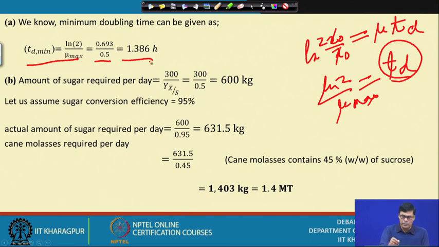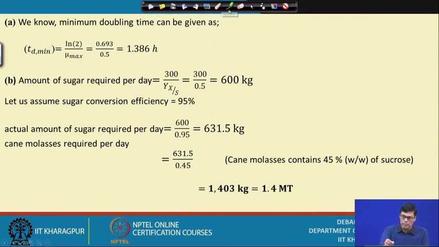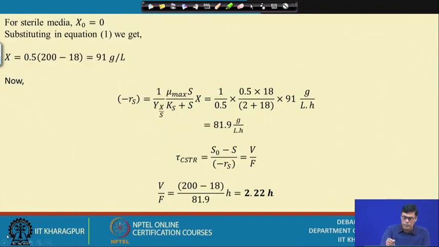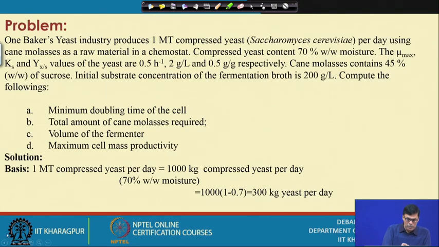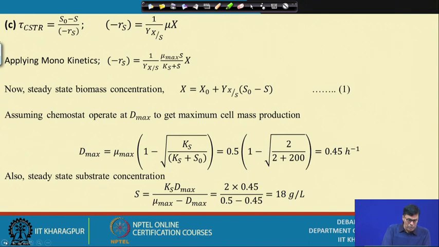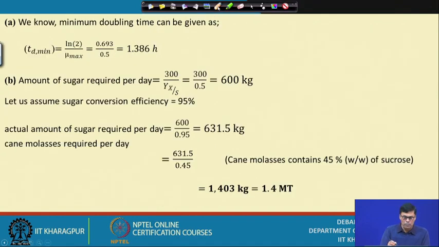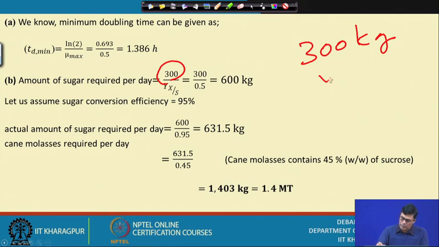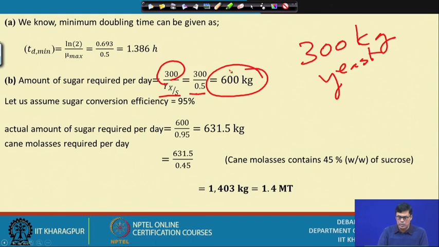Now the next problem is that we shall have to find out the total amount of cane molasses required. Am I right? So the question comes, how can we find this out? The amount of cane molasses required per day: we shall have to produce 300 kg of dry yeast, and the yield coefficient is 0.5. So if you divide by that, you will find how much substrate, sugar, is required.